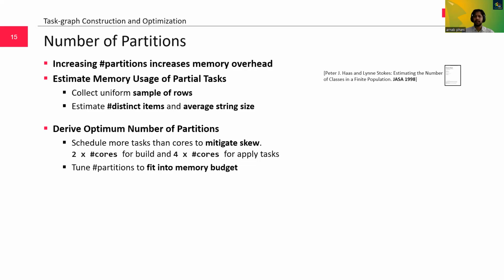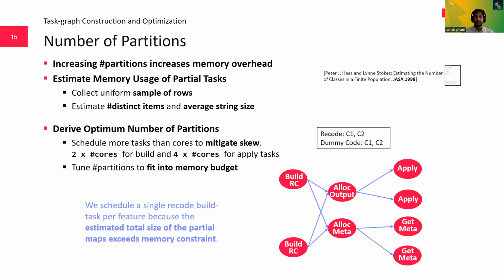Heuristically, we schedule more tasks than cores to mitigate skew. Our optimizer then tunes the number of partitions based on the memory estimates. In this example, we schedule a single record build task per feature because the estimated total size of the partial maps exceeds memory constraint.